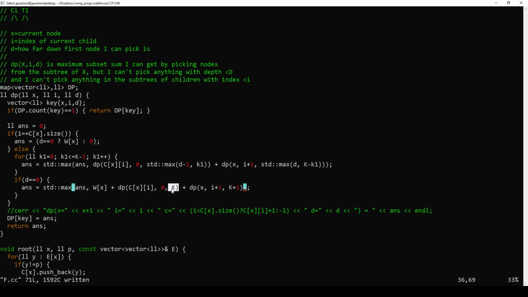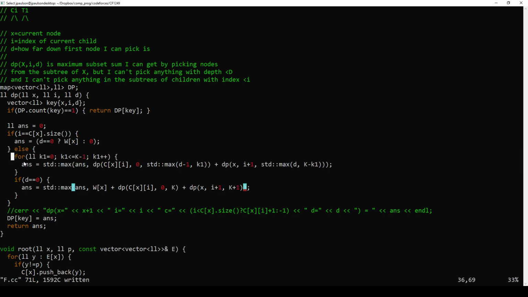Whereas for the child, if k is 1, then we could immediately pick, no, we can't pick the child, but we can pick anything, its children. So that's what the 1 would represent. This is the case where we pick x, and then we can't pick anything k away, anything in the first k layers of the child, and we can't pick anything in the first k plus 1 layers, including x itself, in the rest of the children.